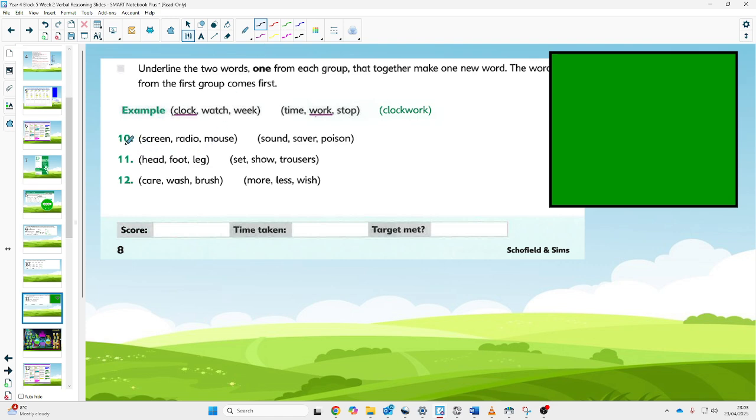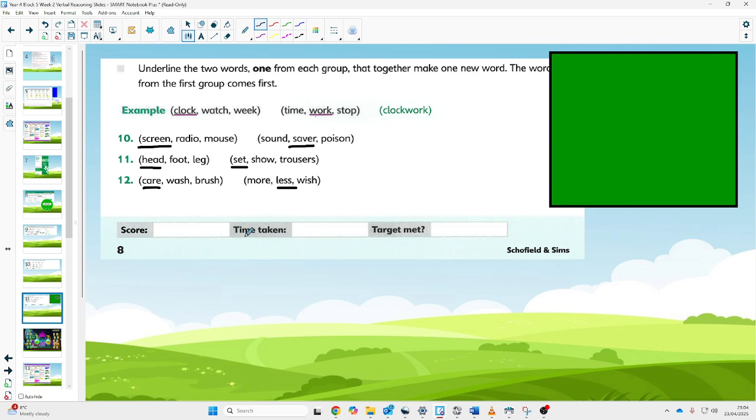So number 10 is screensaver. That's all one word. Number 11 is, again, let me just have a little look, it's headset. You can't see this, but I've actually got a headset on. 12 is going to be careless. So well done if you managed to find all those.